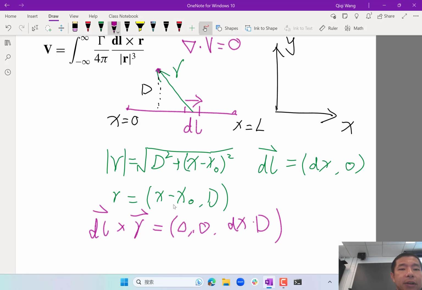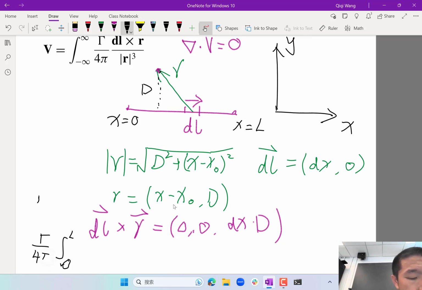Okay, so let's actually do that calculation over here. So the integral over, so instead of going from minus infinity to infinity, we are going to be integrating with x goes from 0, right, to a length of L. And we have gamma over 4 pi that comes out.